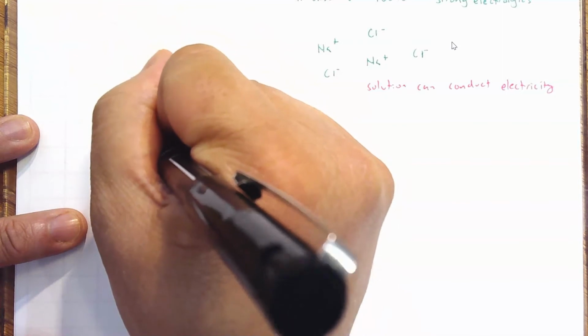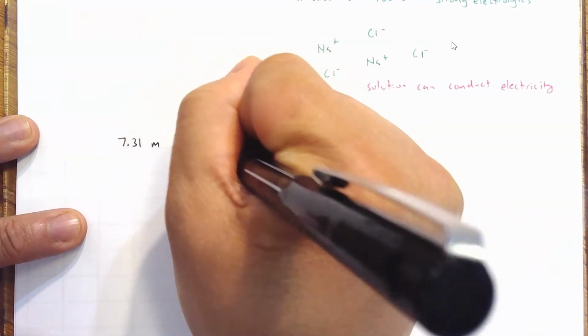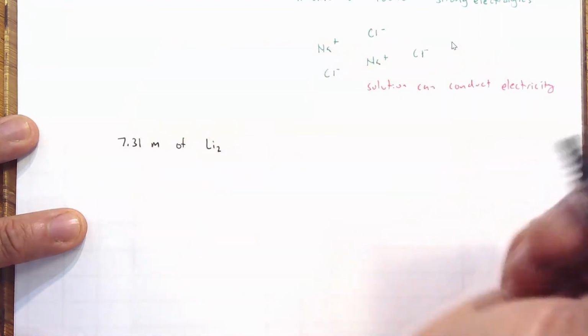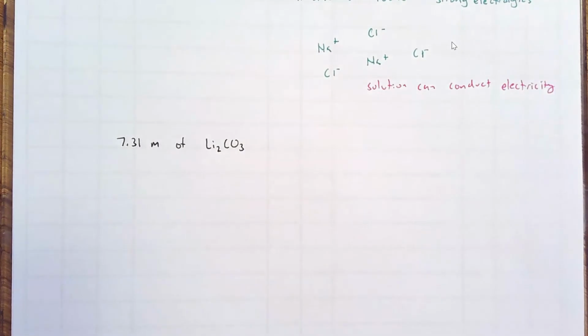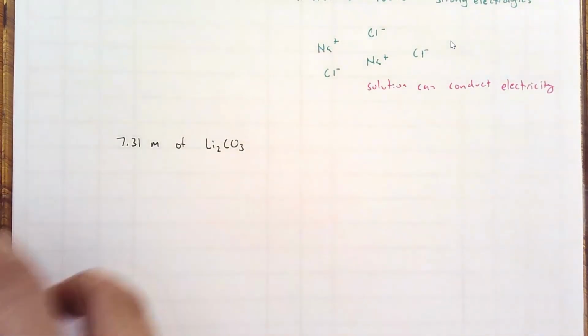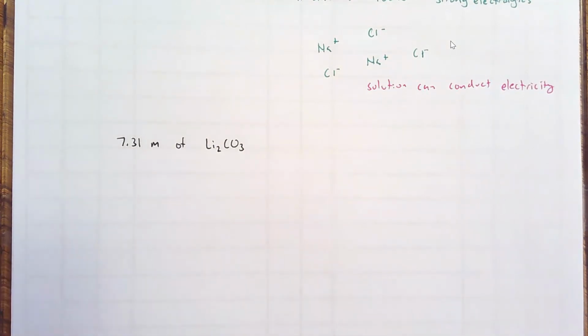7.31 molal of Li2 carbonate. You see how you also have to kind of memorize the solubility rules? Because you want to know whether something's soluble. When we learn solubility rules, it technically means it breaks up into its ionic parts.